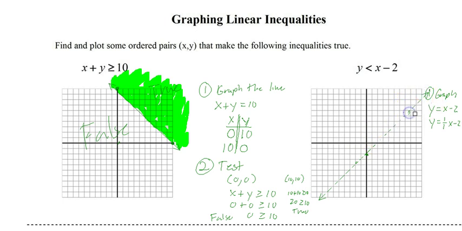Get the idea? So what it means is any point that you plug in here for the equal is not going to actually be true here. For example, the 0, negative 2. If you plug it in, it doesn't equal negative 2. And so negative 2 is not less than negative 2. So we don't actually equal this line, it's just a border. Alright, so now to shade.